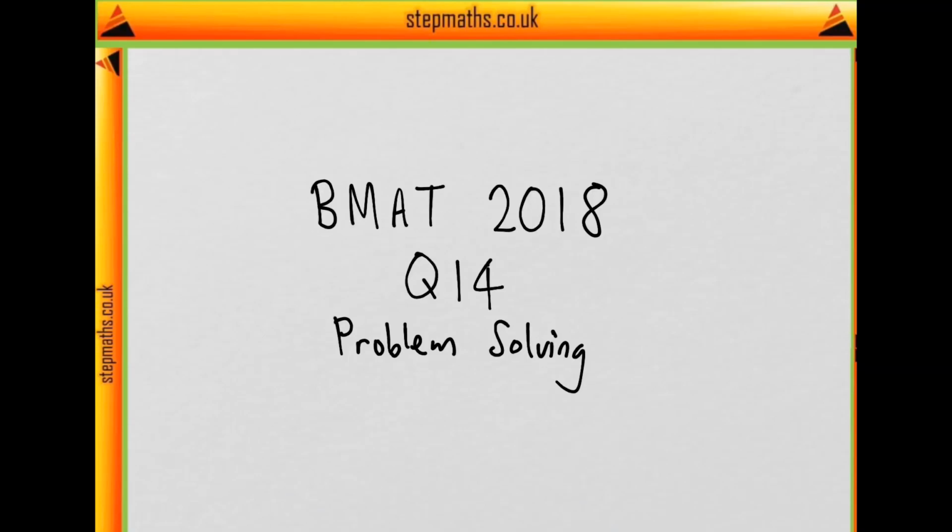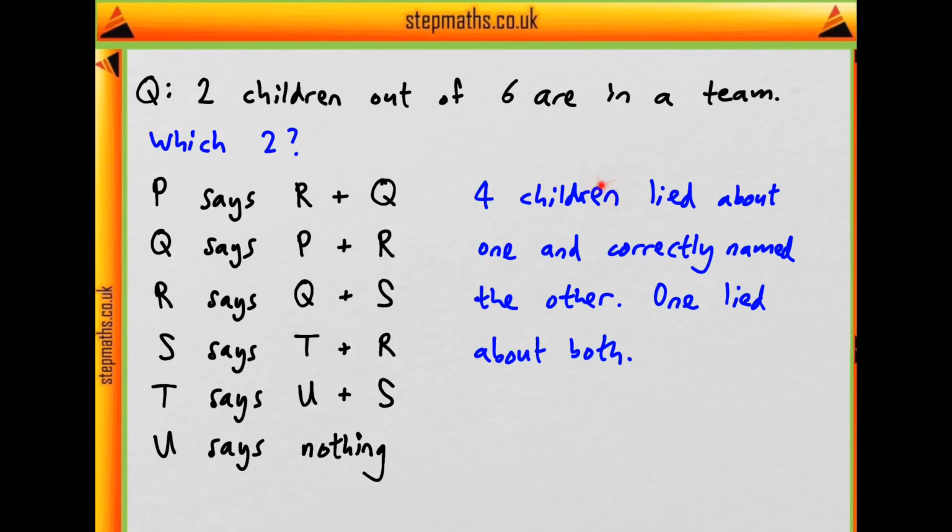This is question 14 on problem solving from the 2018 BMAT. So we're told that 2 children out of a group of 6 are in a football team, and which 2 is this? And each child gives a statement. So child P says it's R and Q, Q says it's B and R says it's Q and S, etc. Then child U says nothing.